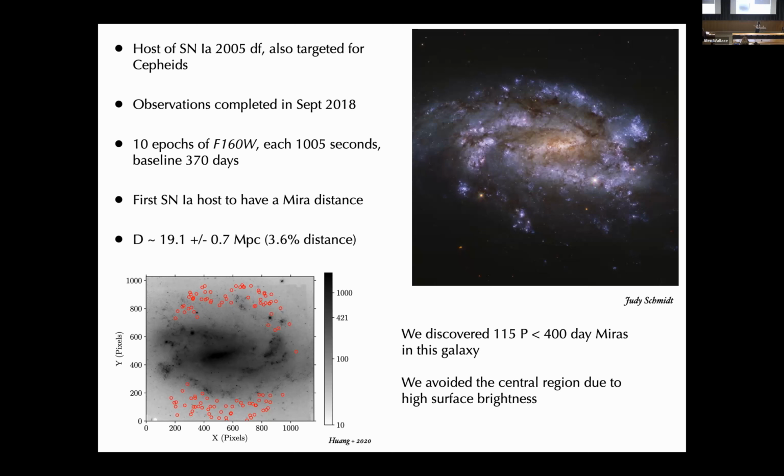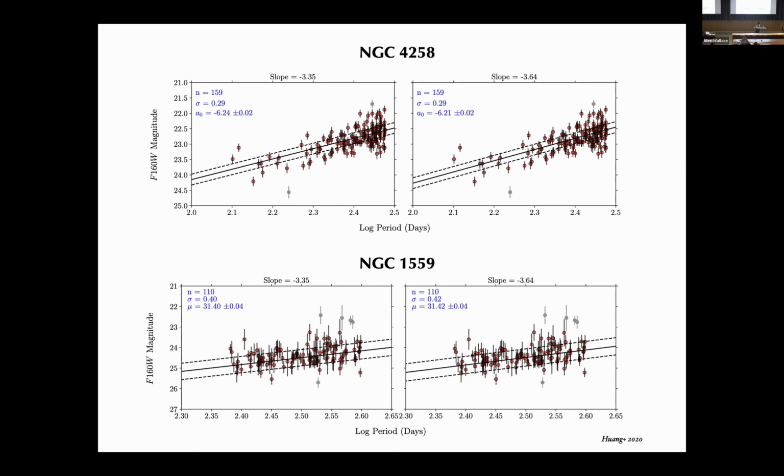And in this case, we got only one band because we'd already decided from our previous results that it didn't really seem to matter. Okay. And we found about 115 Miras here. We also avoided this very bright, high surface brightness region because we didn't want confusion from background sources affecting our photometry. Even though we do correct for that, there's a limit to how much we believe our corrections.